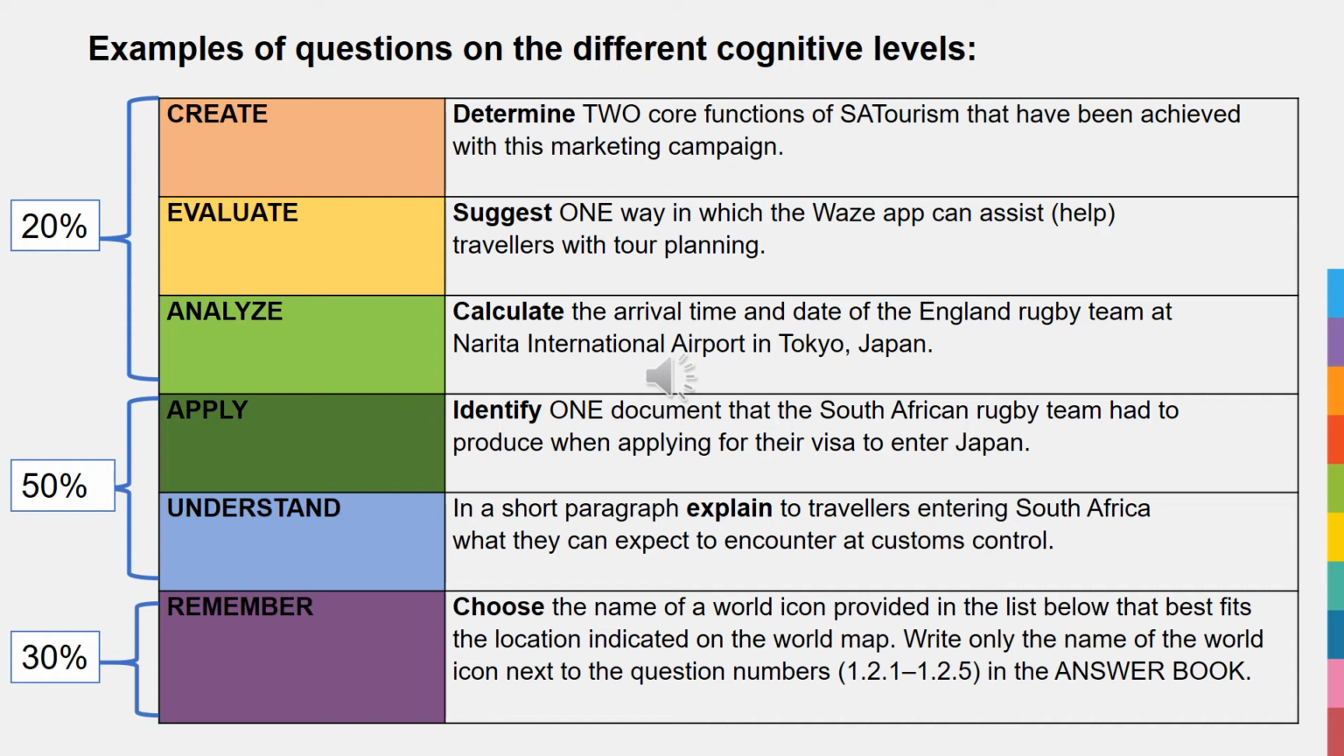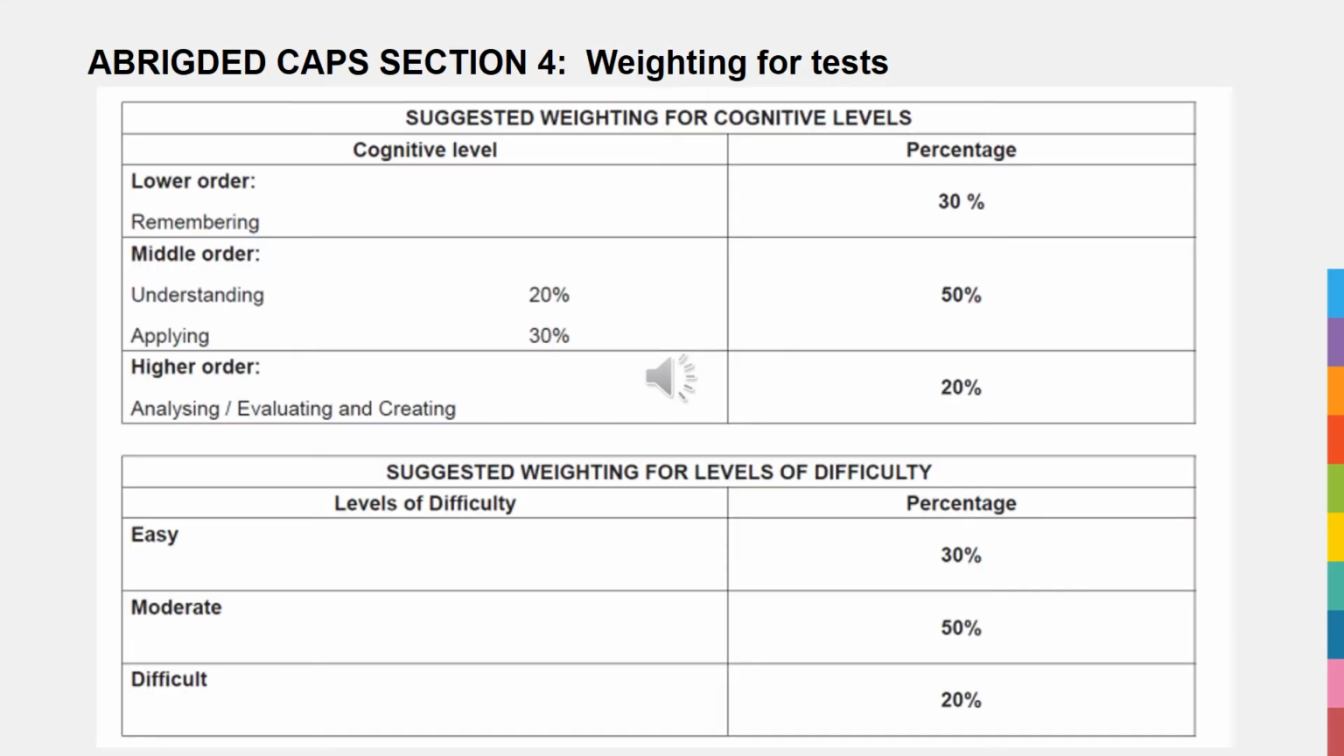Okay, you can read through these questions, but these are examples of the different types of questions you can ask for the different cognitive levels. Now, the weighting for the test. This comes straight from my subject advisor. Okay, so this comes from the Department of Education.